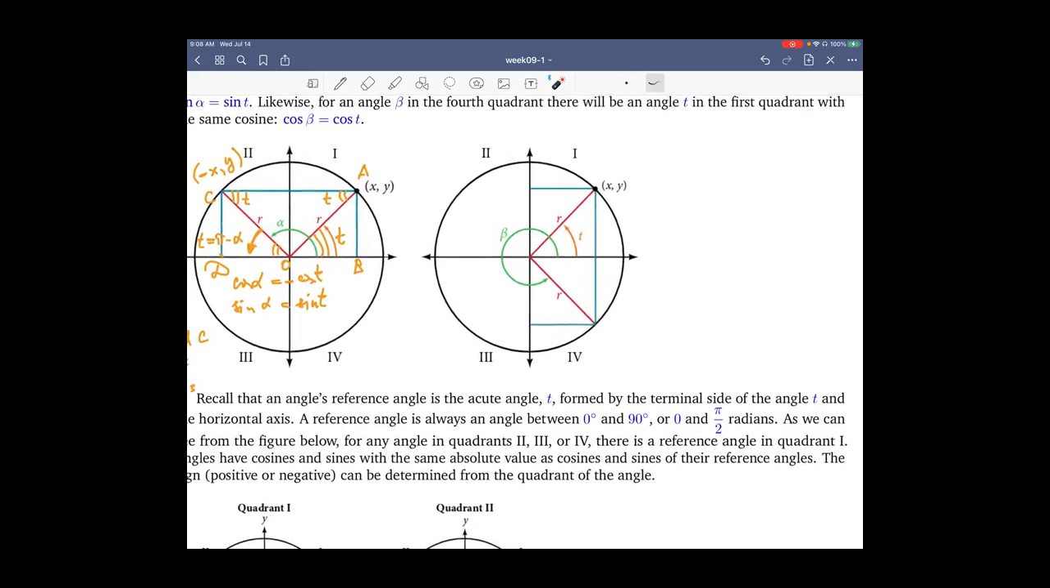Here is another example. Angle beta is in quadrant 4. Can we find its sine and cosine? Can we relate sine and cosine beta?